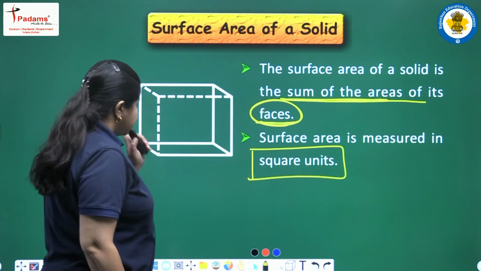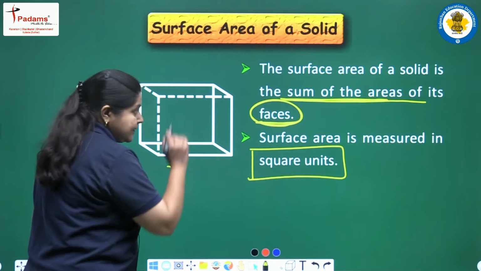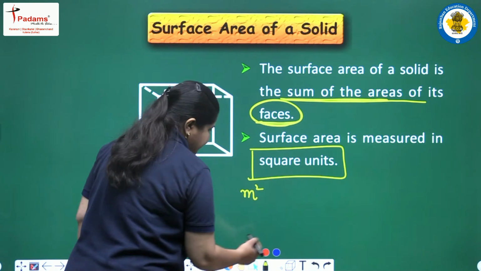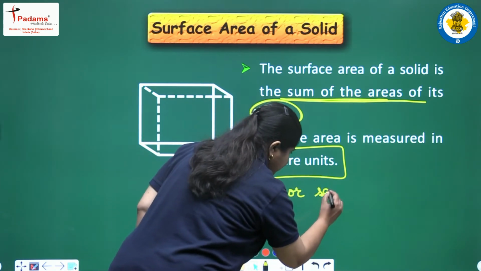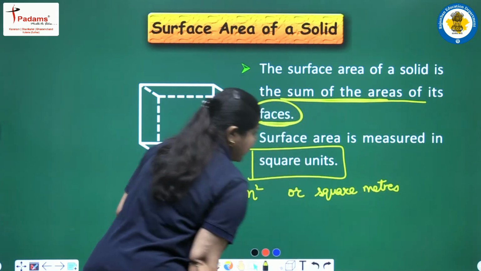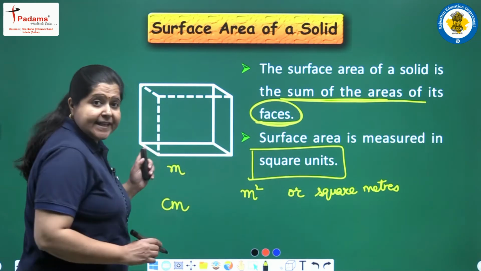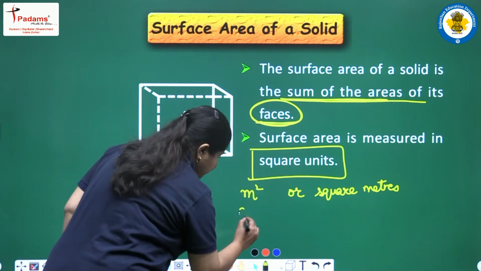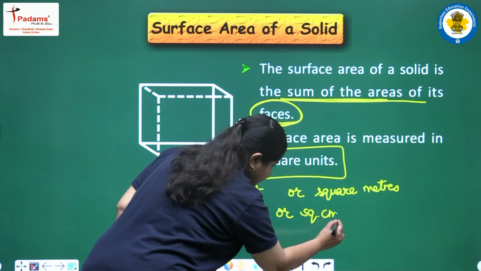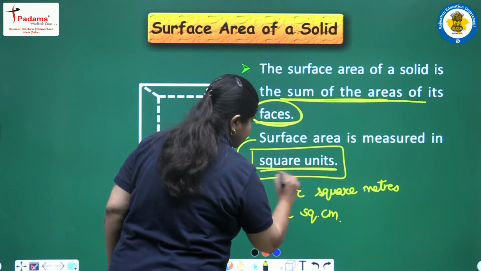If we take the length of each side of this box in say meters, then the unit for the surface area will be meter square. In square units we write it either in this way or we write it as square meters. In this way we write the unit of the surface area of an object. In the case where we take the sides in centimeters, then the surface area will be written as centimeter square, or we write square centimeter. So these are the units for surface area. Remember, surface area is measured in square units.